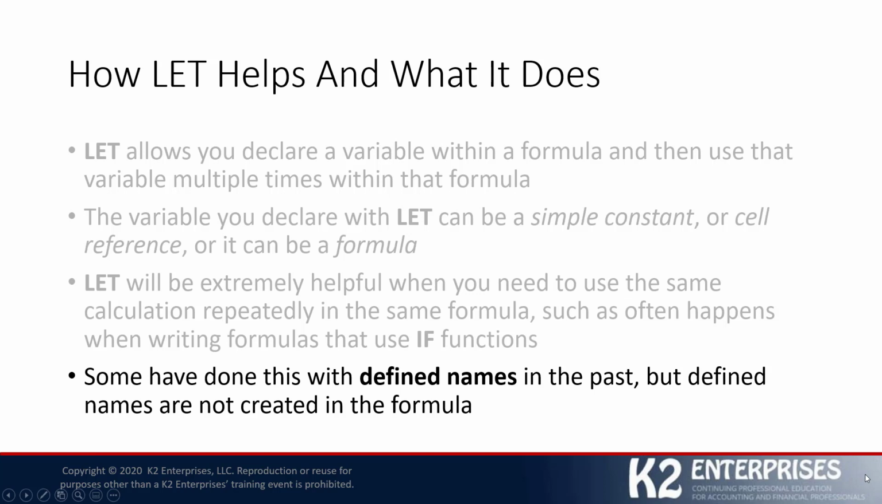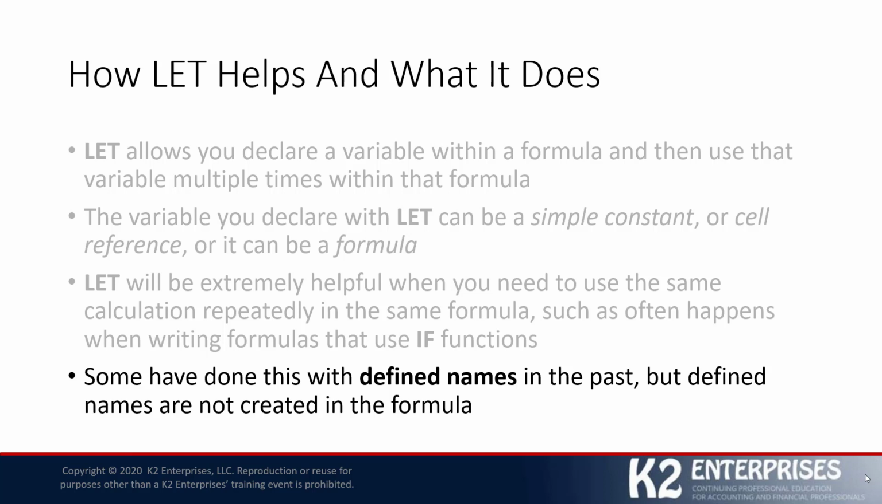Now recognize you can also do this with defined names, and perhaps you might have done this with defined names in the past, but the defined names are not created in the formula itself. And we can create a pro and con scenario for using defined names for this same purpose. The pro would be, once I create that defined name, whether it's referencing a constant or whether it's referencing a formula, I could then use that defined name anywhere inside that workbook. And let's compare and contrast that with the LET function for a moment. When I'm using the LET function, I can only use that declared variable inside the formula that contains the LET function.